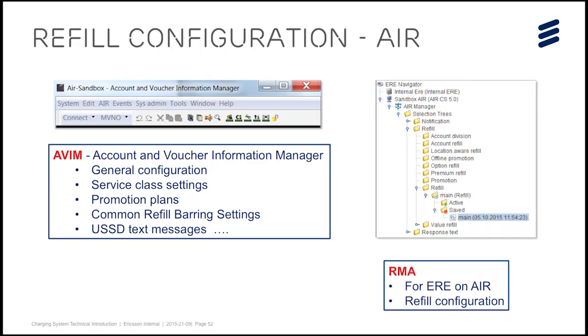RMA stands for Rating Management Application, or Rule Management Application. We already covered a lot about RMA connected to SDP. Here, the same principles apply when working with nodes, conditions, and modifiers. It connects to Ericsson Rule Engine, ERE, used by AIR. This rule engine is used for the refill processes. Therefore, RMA is used to configure the refill process. The entry point for a refill is found below Refill on the ERE navigator. From there, you can jump into other parts, for instance to Account Refill, depending on refill profile, voucher characteristics or service class.